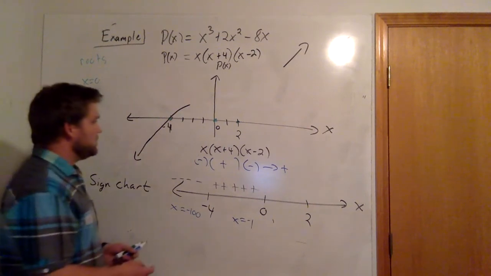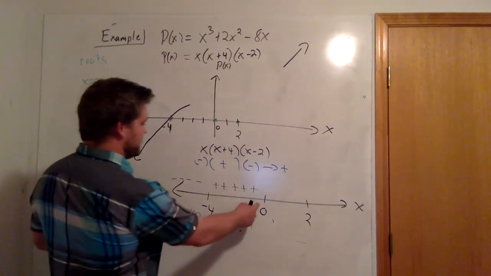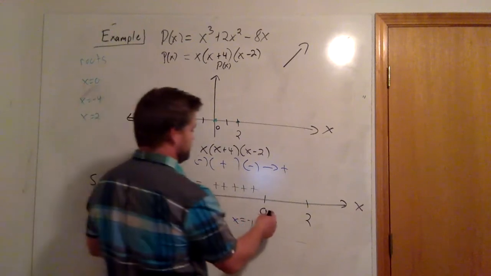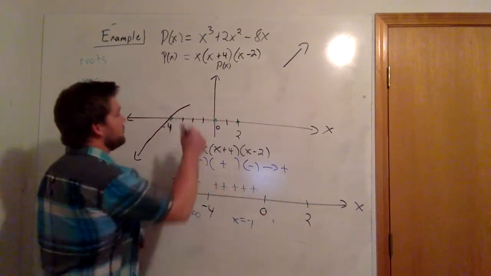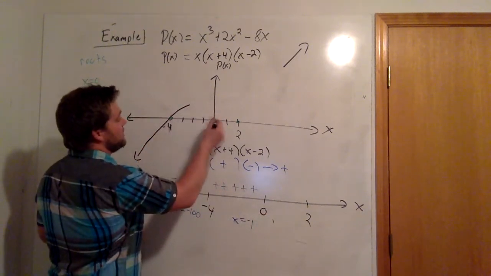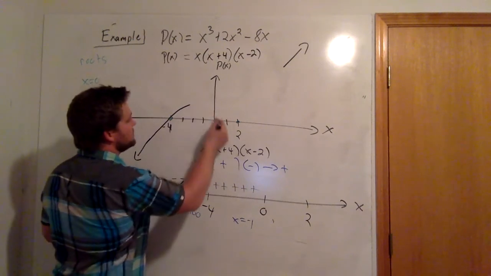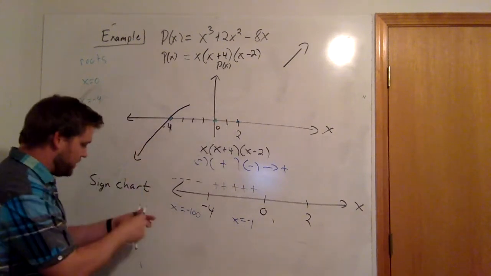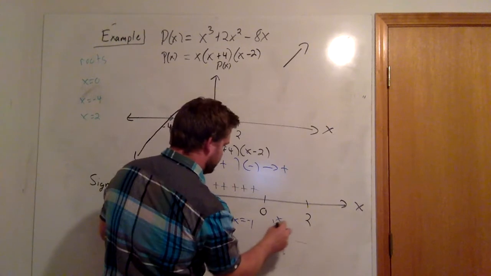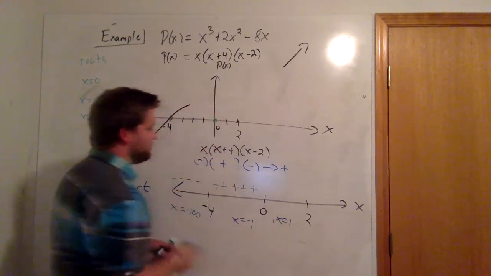Okay, well, so now what happens here at 0? Or what happens between 0 and 2? So I know the graph is going to hit right here, but is it going to bounce or is it going to go through? Well, let's pick a point. How about x equal 1? Any number between 0 and 2.